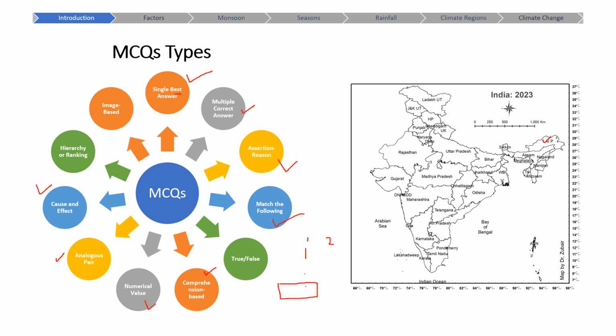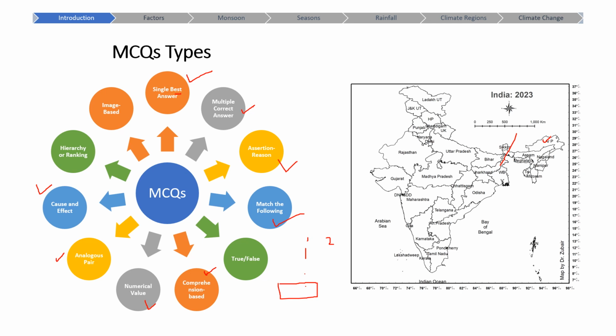Then cause and effect. Cause and effect means, like, what is the primary cause of the northeast monsoon in India? For the northeast monsoon's primary cause, the options may be low pressure over land, high pressure over the sea, or differential heating of land and water. Then you have to see this as cause and effect.